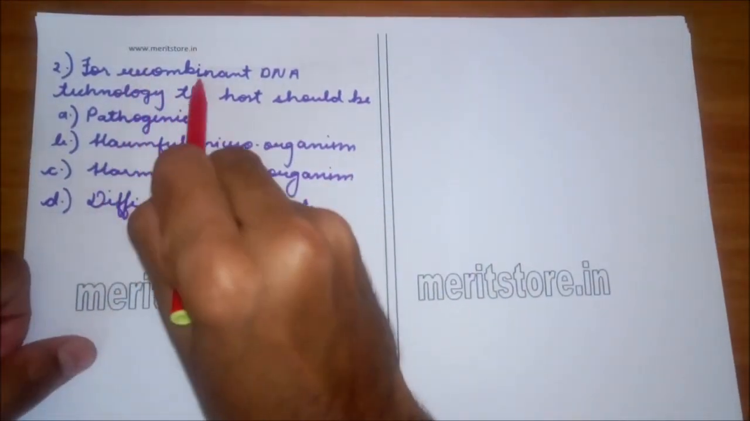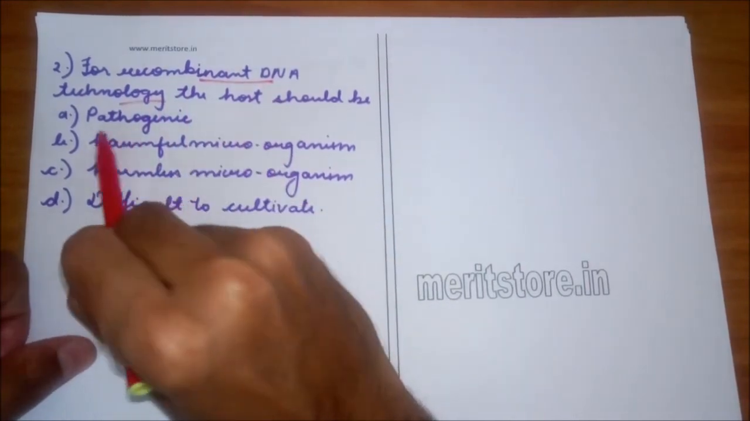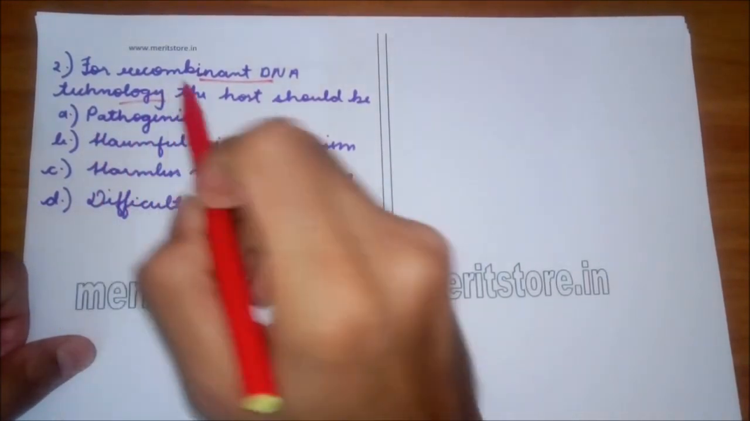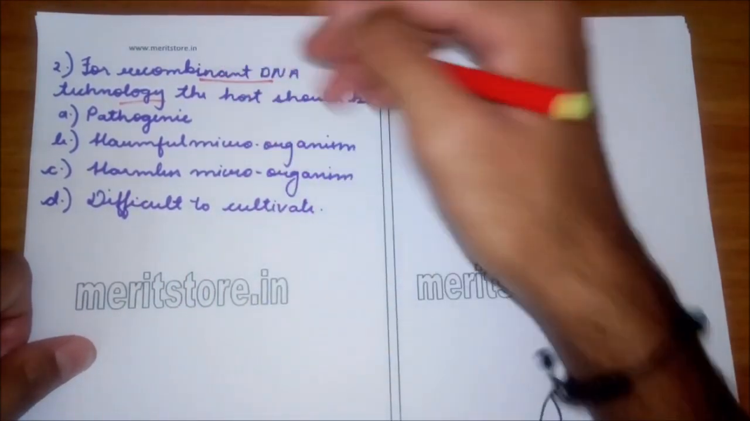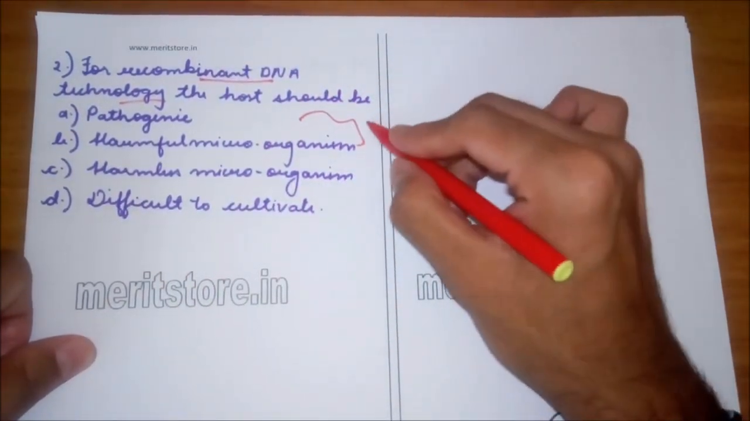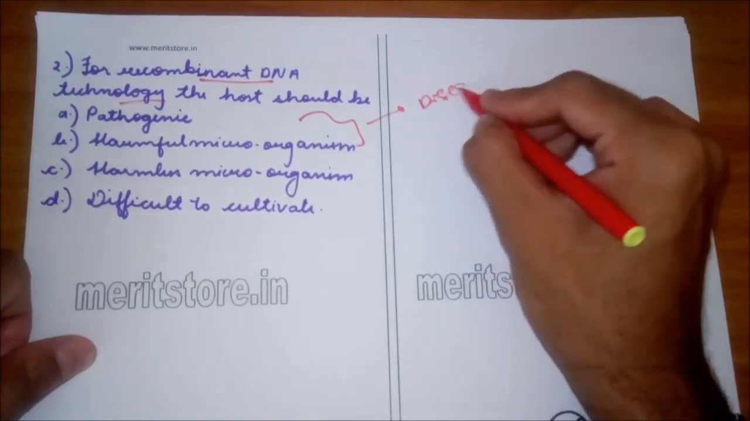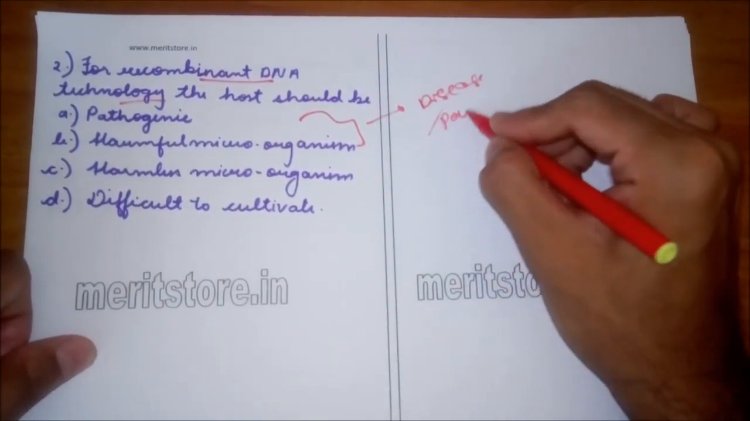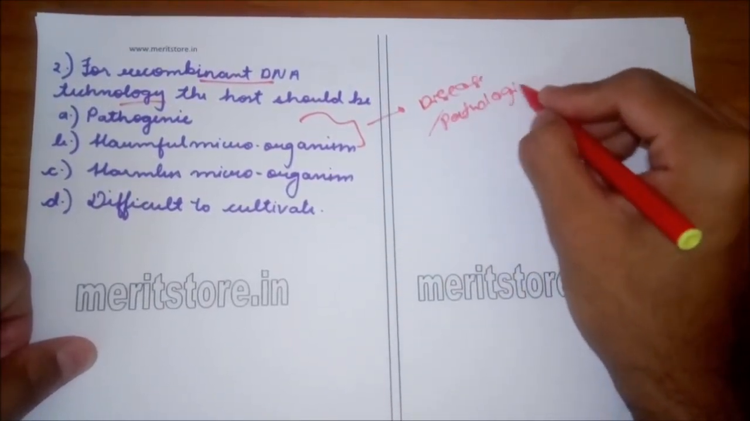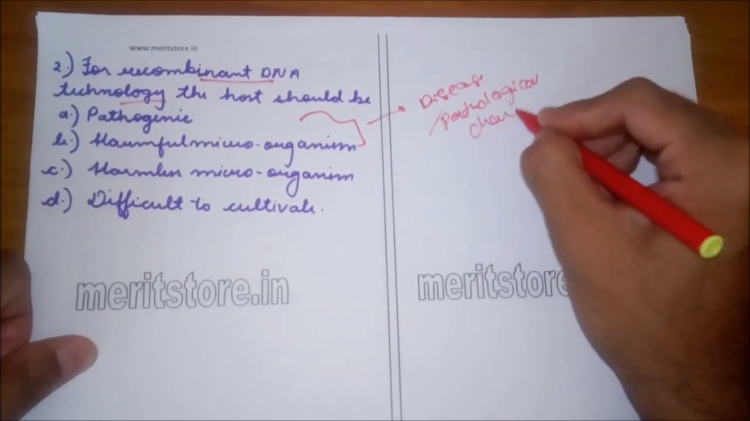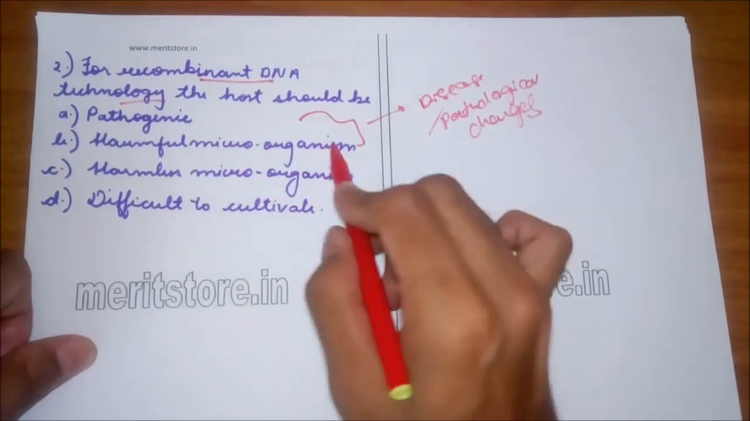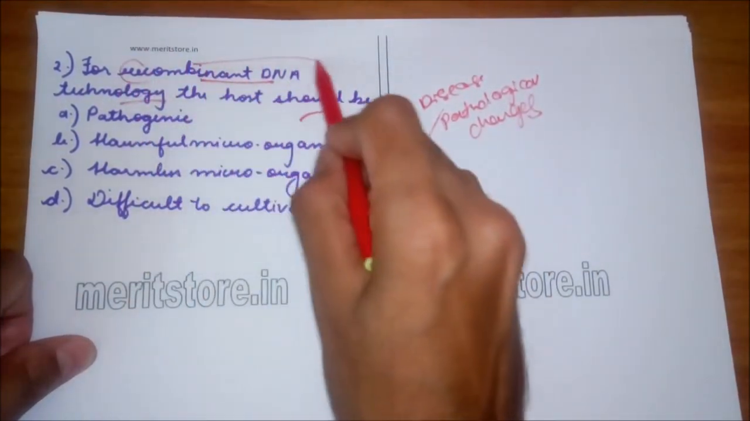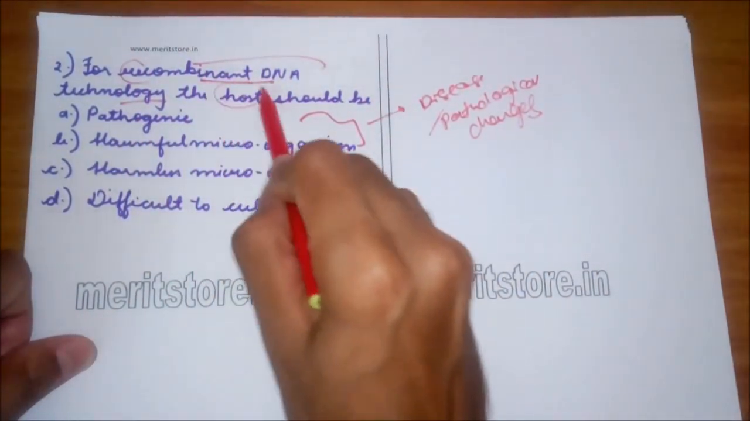Question number 2. For recombinant DNA technology, the host should be A, pathogenic; B, harmful microorganism; C, harmless microorganism; and D, difficult to cultivate. If the microorganism is pathogenic or harmful, it will lead to disease or any pathological changes. So to avoid this, pathogenic harmful microorganisms are not used in rDNA technology as a host.